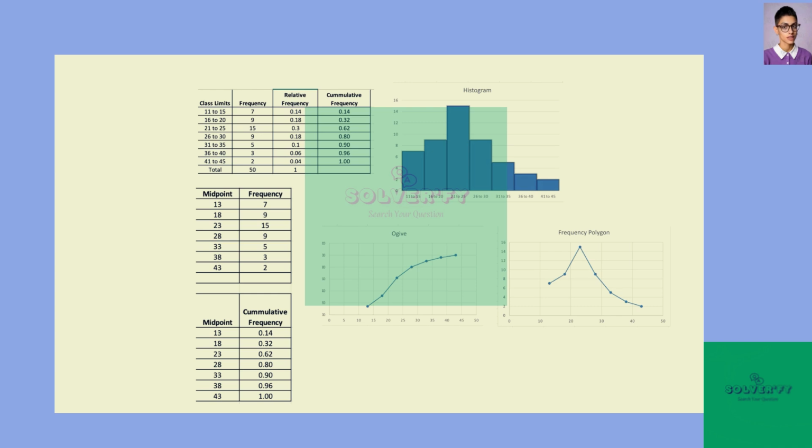Then for the ogive, in order to make the ogive, what you needed to do was, oh, I can see that it got cut off a little bit. Let me fix that for one second. Okay, so for the ogive, you definitely need to use the cumulative frequency and the midpoints of the data set. To get the midpoints, that's the numbers in the middle between each of the class limits. And then you also have to use the cumulative frequency, and then you plot those points. So here is your ogive, and then your frequency polygon.